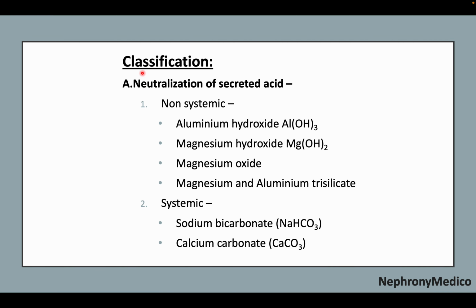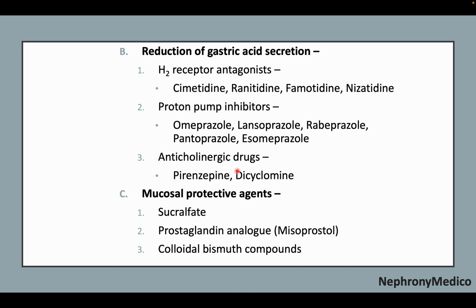So, the drugs used include classification like neutralization of the secreted acid, which includes non-systemic agents like aluminum hydroxide, magnesium oxide, magnesium and aluminum trisilicate, and the systemic ones include sodium bicarbonate and calcium carbonate. The reduction of gastric acid secretion includes H2 receptor antagonists like cimetidine, ranitidine, famotidine, and nizatidine, and PPIs like omeprazole, lansoprazole, anticholinergic drugs like pirenzepine, dicyclomine, and mucosal protective agents like sucralfate, prostaglandin analogs, and colloidal bismuth compounds.